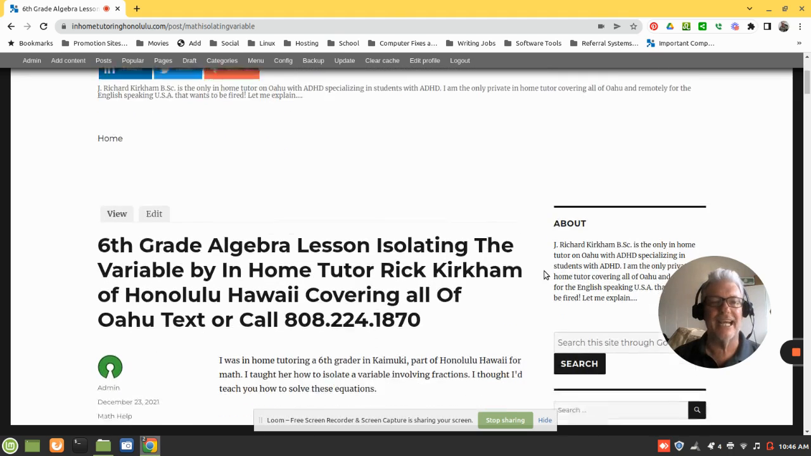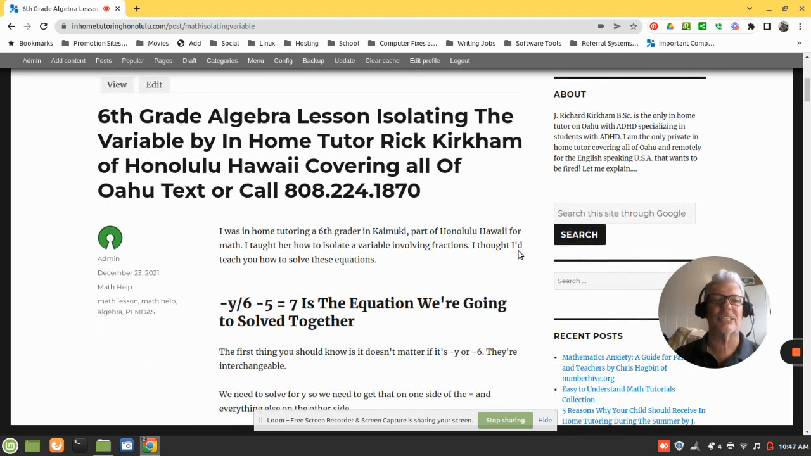But anyway, today's lesson, we're going to do a sixth grade algebra lesson, isolating the variable. And I did this with a tutoring student over in Kaimuki, I believe it was. Yeah, in fact, there it is in my article right there. I was in Kaimuki doing this.